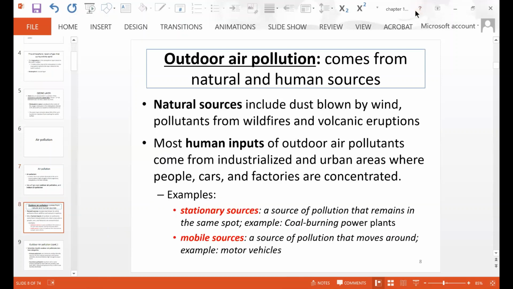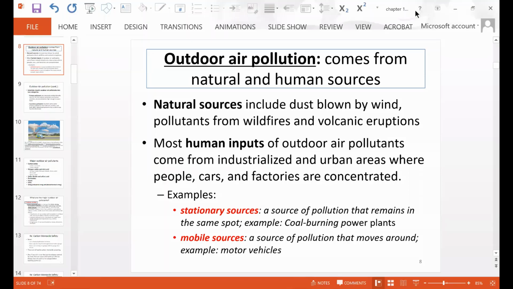So outdoor air pollution has natural and human sources. Natural sources include dust blown by wind, pollutants from wildfires and volcanic eruptions, and most human inputs of outdoor air pollutants come from industrialized and urban areas where people, cars, and factories are concentrated.